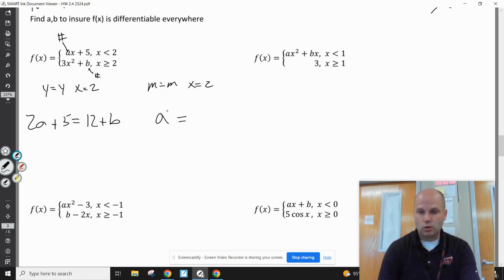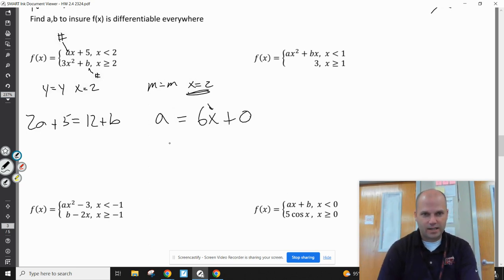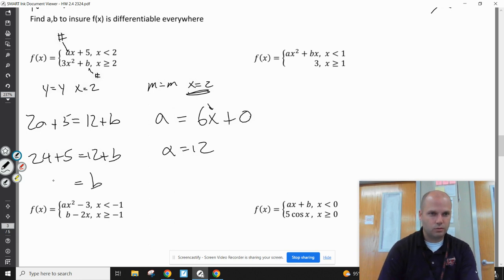You don't have to plug in 2. We don't have an x. 3x squared plus b slopes are 6x plus 0. The slope of b is 0. Now, don't forget, it's the slope at 2. When x is 2, I plug in 2 for x. I get a equals 12. Once I get a is 12, 24 plus 5 equals 12 plus b. I'll get b is equal to 17. Okay, to ensure that these 2 pieces meet up and smoothly, you got to have that for a and that for b.